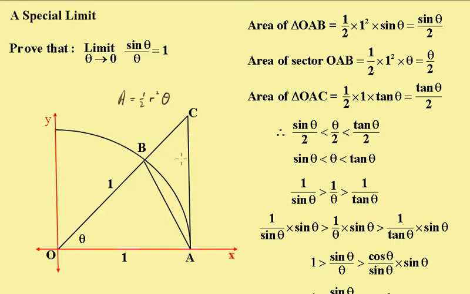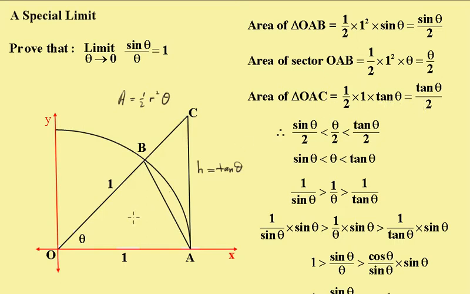Now in this triangle here, the triangle OAC, we can see the height of this triangle, h over 1, is equal to the tan of theta. So h equals tan theta. From that, the area is half the base times the height, which is tan theta on 2.